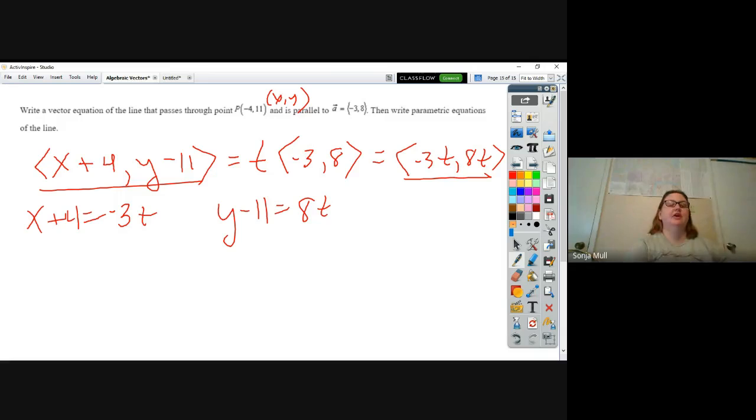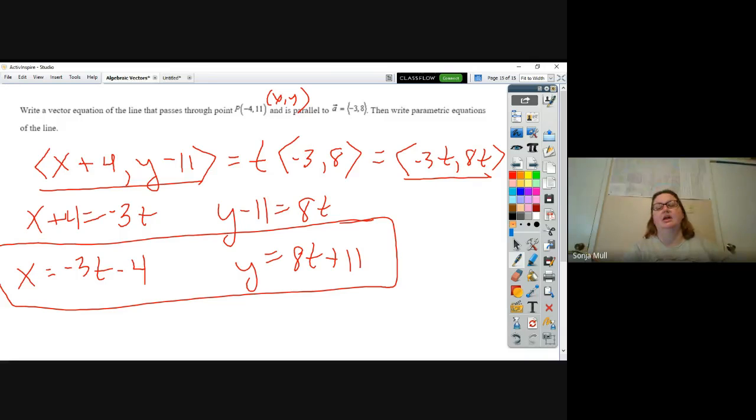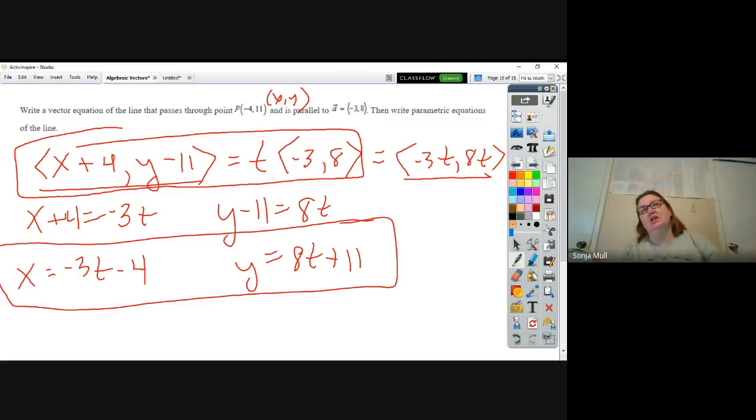And then just solve them for x and y. So x is -3t minus 4, and y is 8t plus 11. And this is the parametric equation of the line. That's how we write it like that. This is the vector form of my parametric equation of the line. And so it goes back and forth between those two.